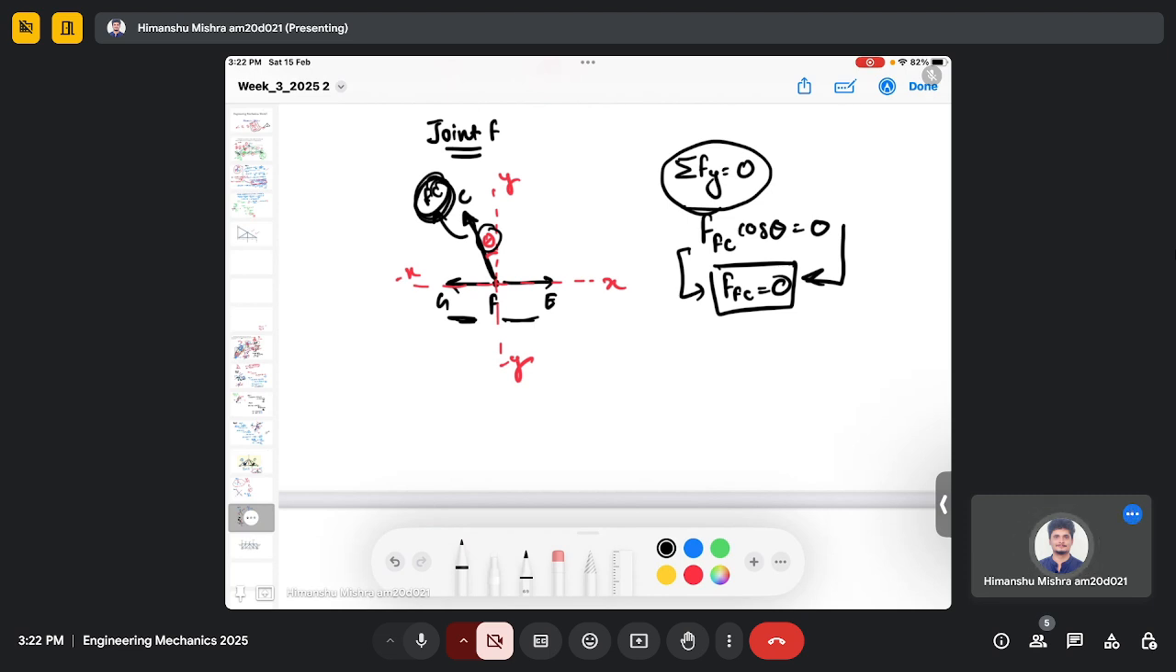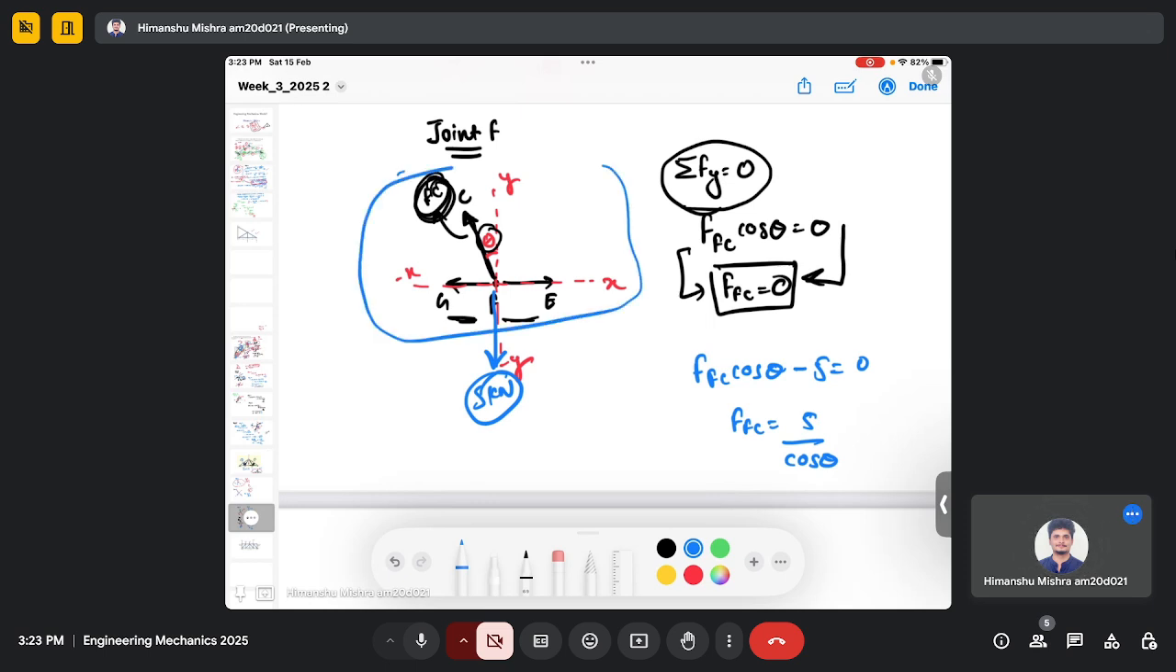in member FC. Of course, if you now apply some external force here, let's say 5 kilonewton, then the equilibrium equation will change. Then the equilibrium equation will become FC cos theta minus 5 equals 0. So the force in FC will be 5 divided by cos theta. So it will not be 0 because of this external force. But if this external force is not there, then you will have a similar system that we are talking about since the beginning, and you can predict the zero force member, and your equation says the same thing.